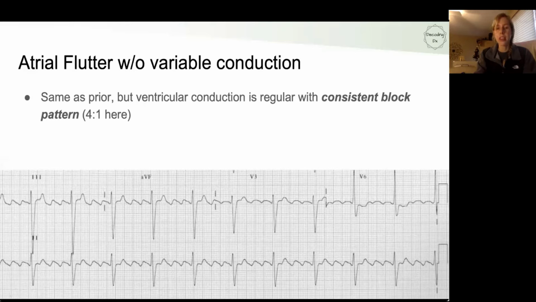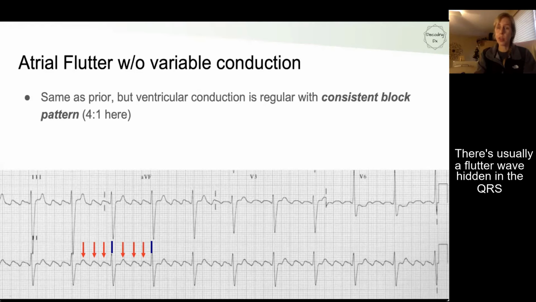So in this particular EKG, it's a 4-to-1 block. You can see that for every 4 intervals of where the flutter wave is at, there's 1 QRS. And so that's where we come up with that 4-to-1.